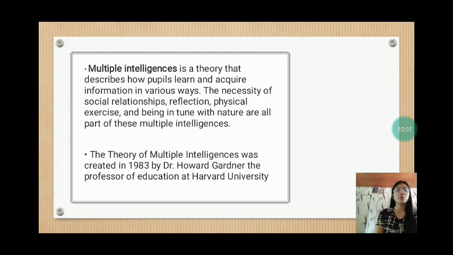So for the continuation of our topic, Miss Dallas will tackle multiple intelligences.